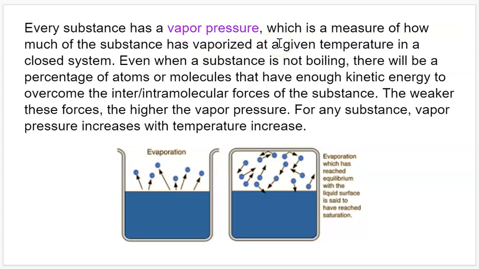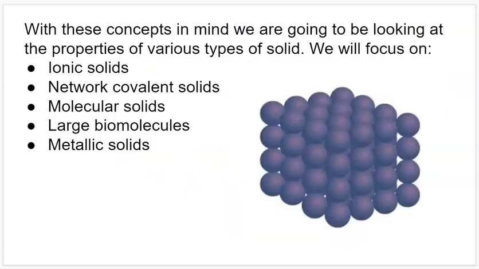So weak IMFs holding a substance together is going to result in very high vapor pressure. But something like an ionic substance is going to have an extremely low vapor pressure, because you're going to need a lot of energy to casually overcome those forces, especially if the substance itself is not boiling. So with those ideas in mind, we're going to be looking at the properties of various types of solids.